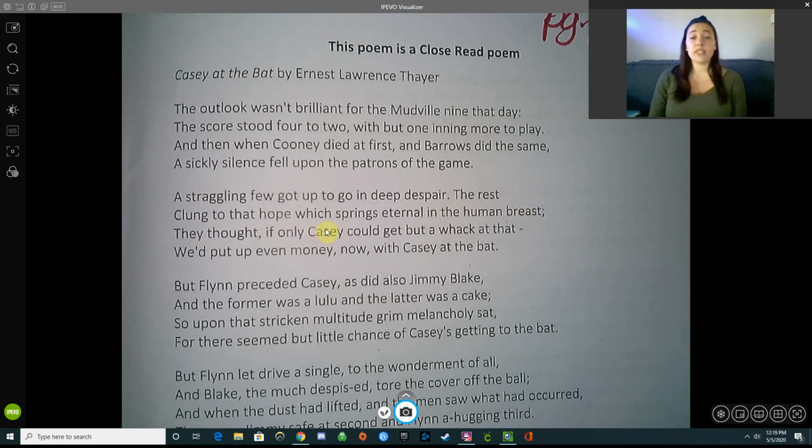They thought, if only Casey could get but a whack at that, we'd put up even money now with Casey at the bat. But Flynn preceded Casey, as did also Jimmy Blake, and the former was a lulu and the latter was a cake. So upon that stricken multitude grim melancholy sat, for there seemed but little chance of Casey's getting to the bat.